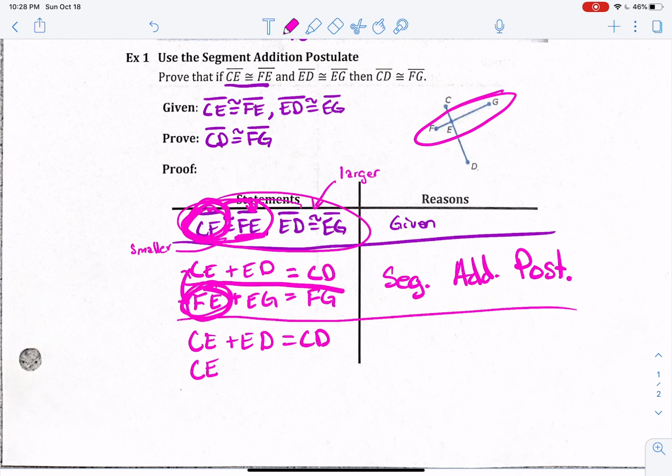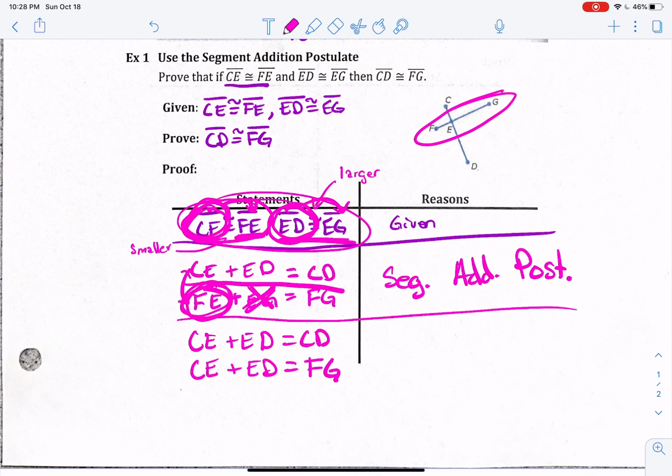Okay? Now, in the same way, this is true. ED and EG are the same. So what I can do is take ED and plop it in wherever I see an EG, like here. I can take this and replace it with an ED.